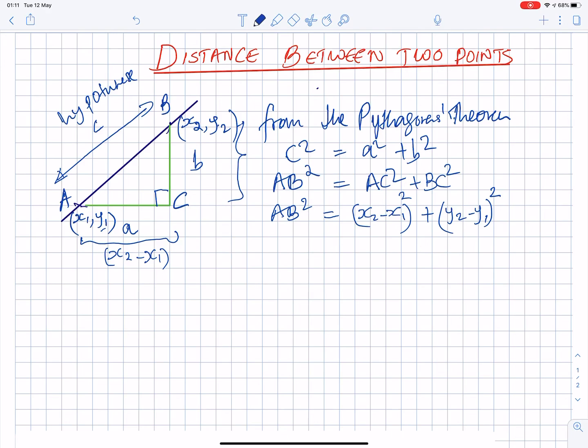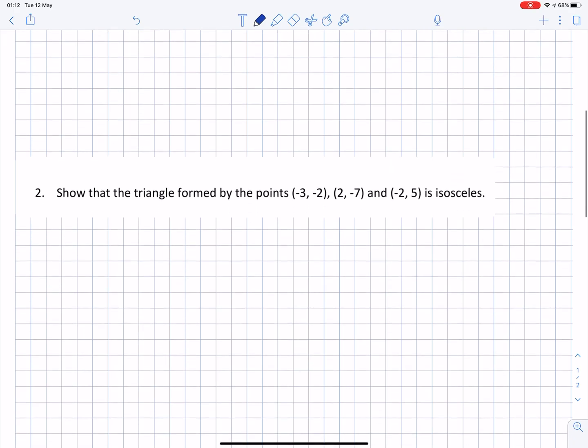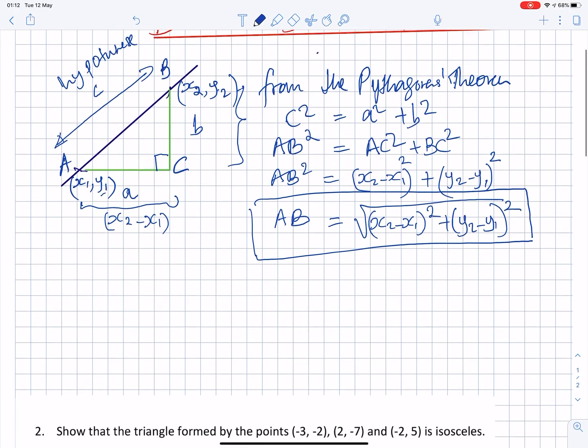Okay, so to get the distance then you need to square root both sides, and that gives you the square root of (x2 take away x1) squared plus (y2 minus y1) squared. And this is your formula to find the distance between 2 points. So let's just do one example, or a couple of examples.